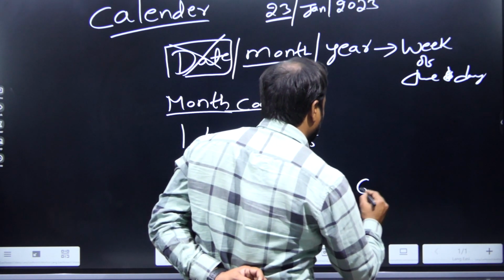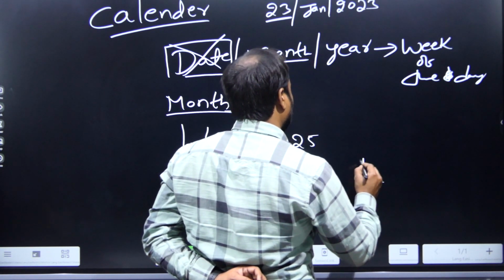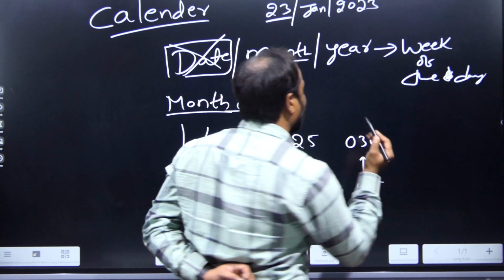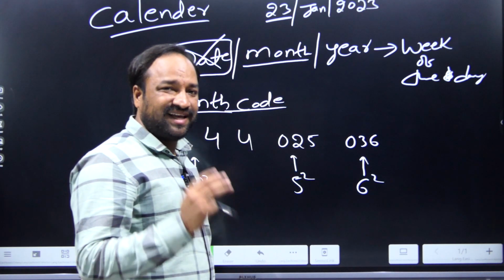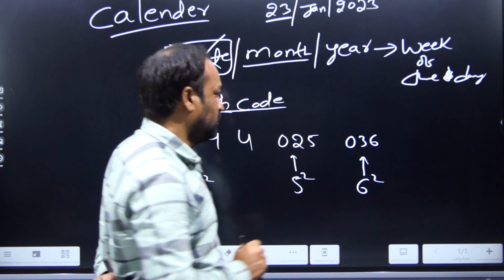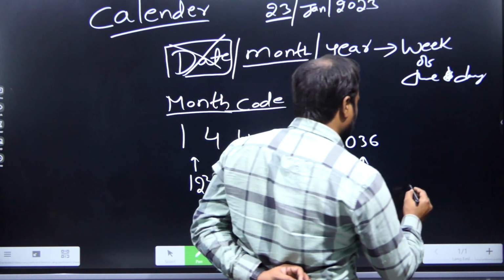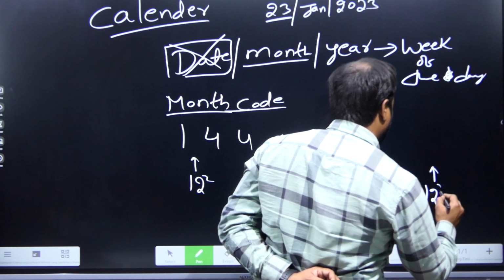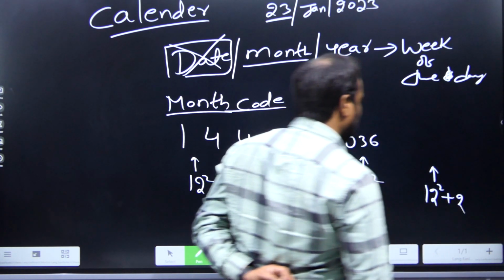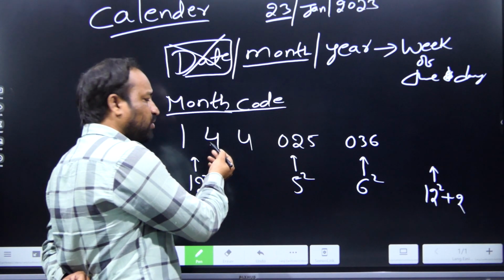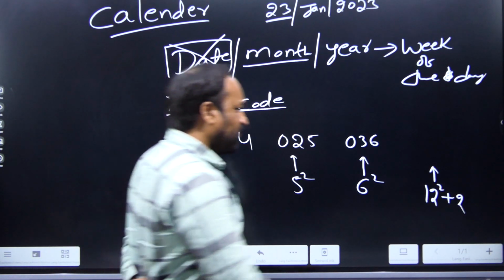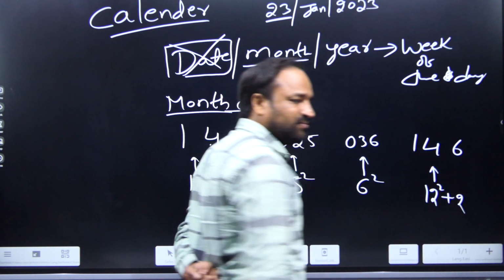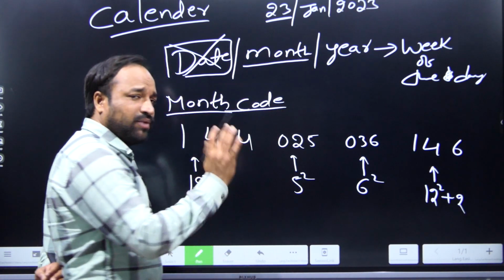What is the value of 6 square? 36. So I am taking it as 036, because each set should contain 3 digits. What is the value of 12 square plus 2? We know 12 square is 144, and 144 plus 2 is 146. Now the month code is completed.